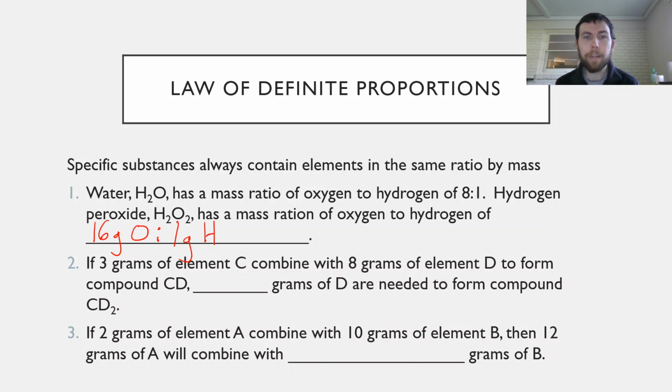Now, for number 2, if 3 grams of element C combine with 8 grams of element D to form compound CD, it's asking how many grams of D are needed to form compound CD2. I'll leave that one for you guys to figure out. But for the third one, if 2 grams of element A combine with 10 grams of element B, then 12 grams of A will combine with, you should get 60 grams of element D, right? And that's just to match up with this law of definite proportions that states that substances always contain elements in the same ratio by mass.